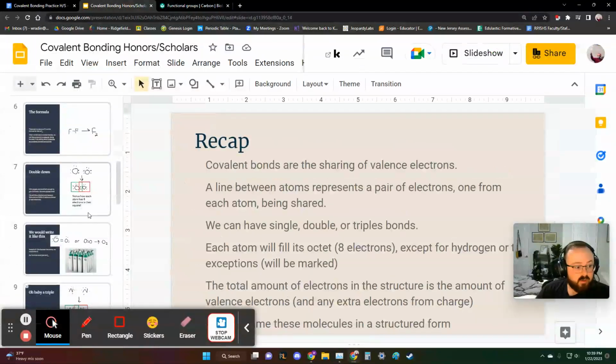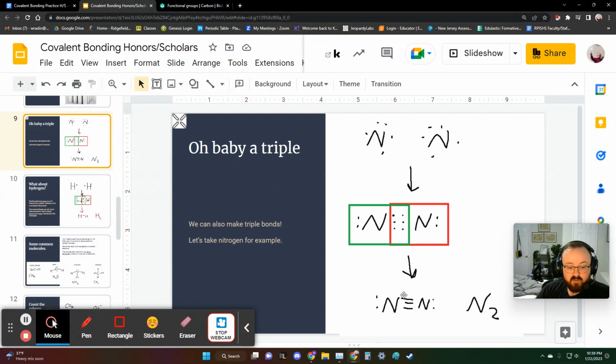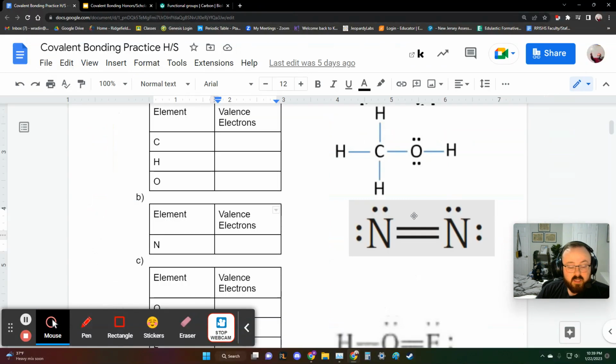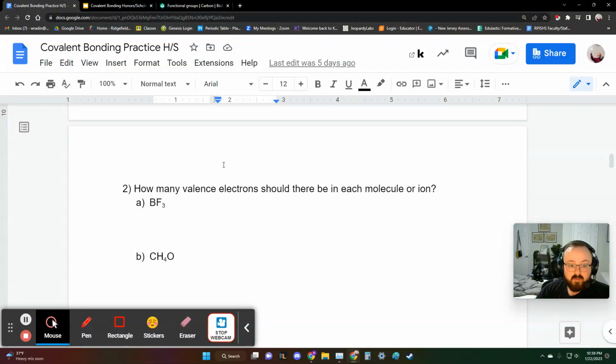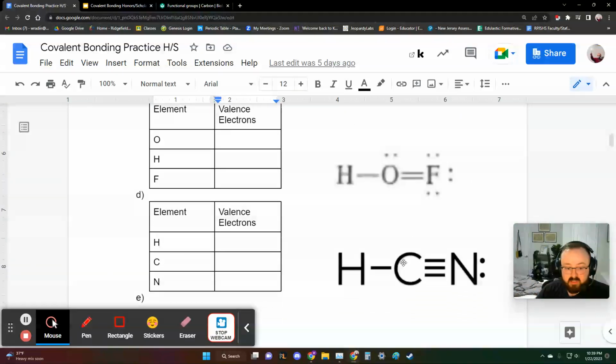I showed it way earlier. This is the structure of N2. This is what N2 looks like. The reason for that is because there are too many valence electrons in this structure right here. Nitrogen does not have that many valence electrons. So what we need to do is see how many valence electrons there should be in total. Remember, you're sharing them, but they still originated with their original element. So this carbon started out with 4, it now has 8, but 4 of them started with carbon.